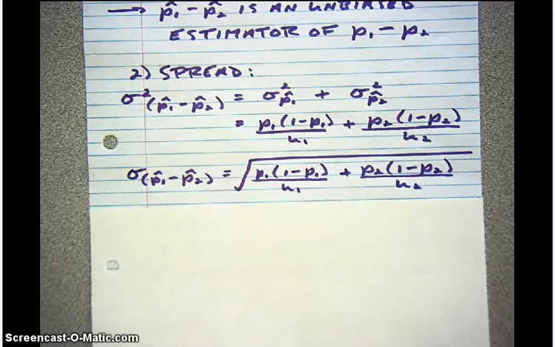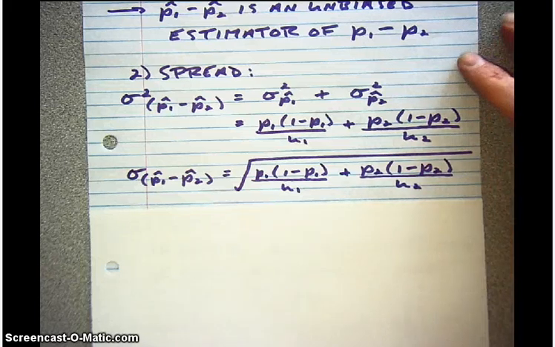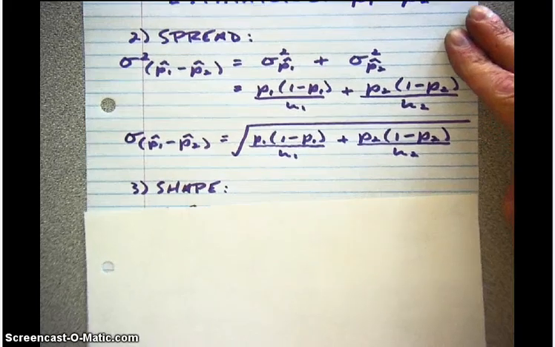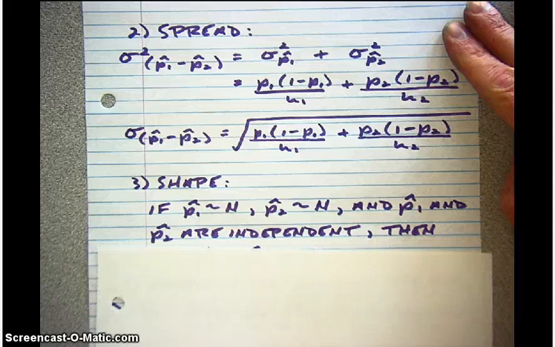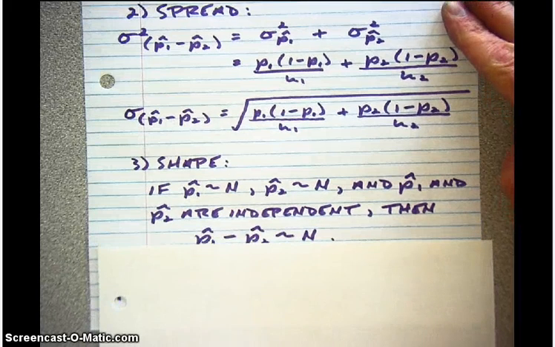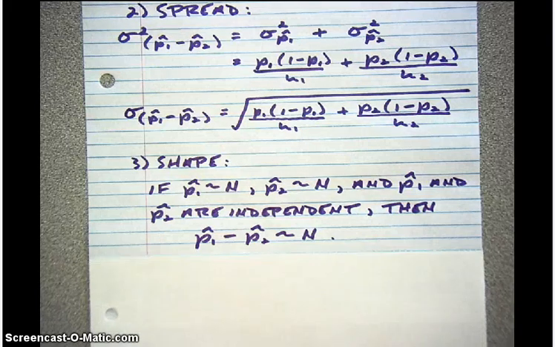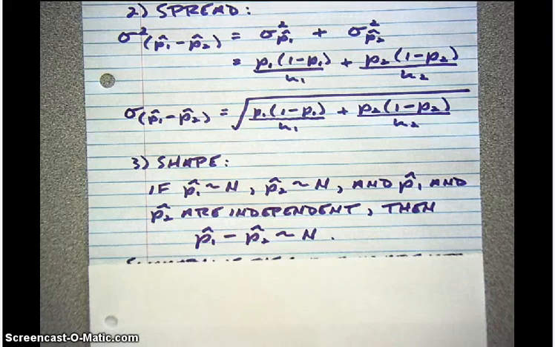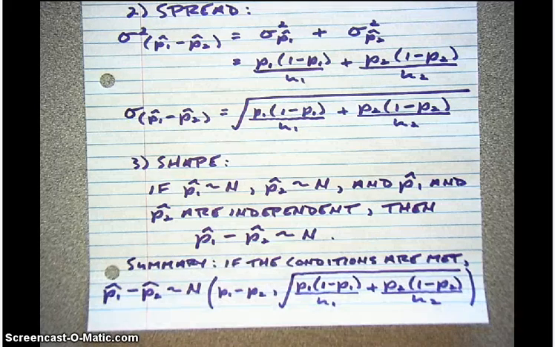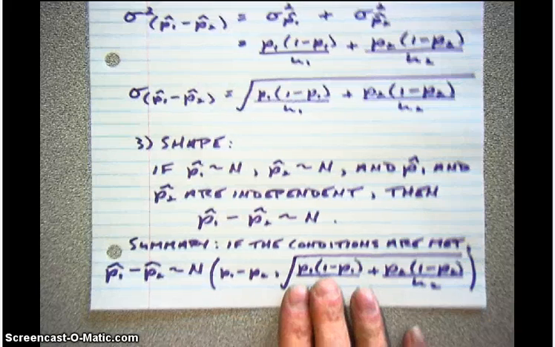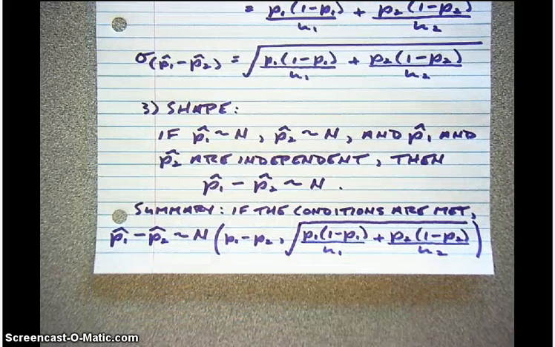It's a big square root with a big expression underneath. And this is one of those situations where maybe using a calculator is going to be a lot easier than trying to do this by hand. And thirdly, the shape. If the conditions are met, p1 hat and p2 hat are both normally distributed, and p1 hat and p2 hat are independent. If that's the case, then the difference p1 hat minus p2 hat will also be normally distributed. So that takes care of the shape.